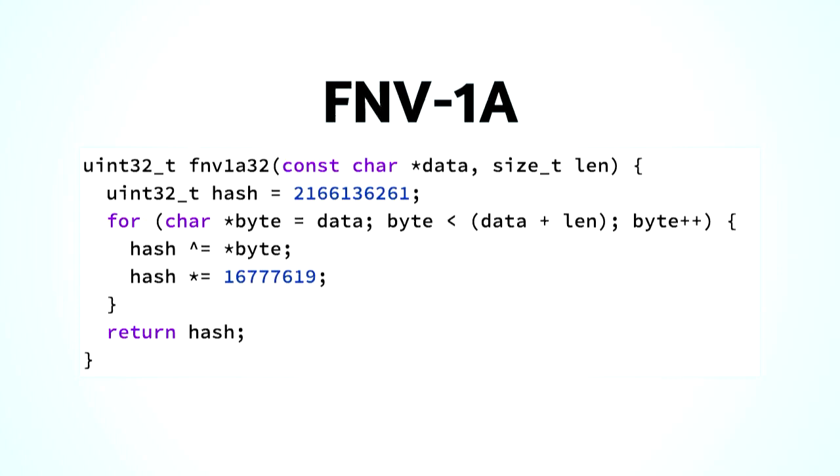Then we loop over each byte, because it's a byte-wise algorithm. We exclusive OR the hash value with the byte value, and then we multiply it. There are a lot of magic numbers in here, and this is a very common thing in hash functions, both cryptographic and non-cryptographic. There are constants all over the place that are used to basically avalanche the data.